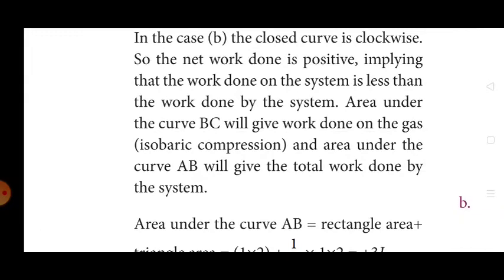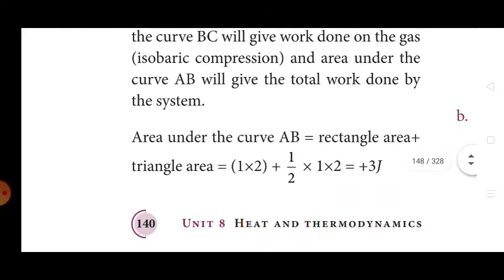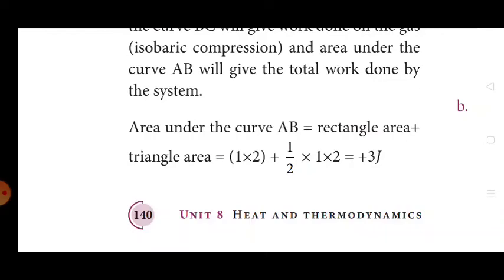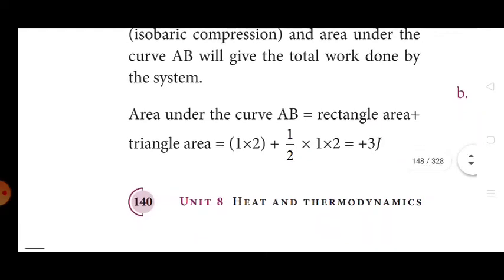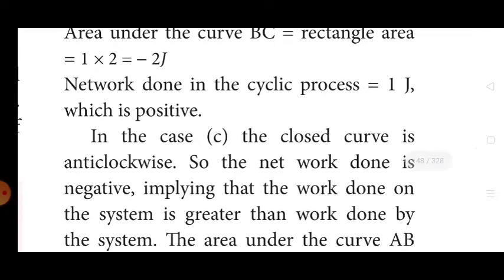Area under the curve BC will give work done on the gas, that is isobaric compression. Area under the curve AB will give total work done by the system. Area under the curve AB is equal to rectangle area plus triangle area, equal to 1 into 2 plus half into 1 into 2, which gives plus 3 joule. Area under the curve BC is equal to rectangle area, equal to 1 into 2, which is minus 2 joule. The net work in the cyclic process is 1 joule, which is positive.